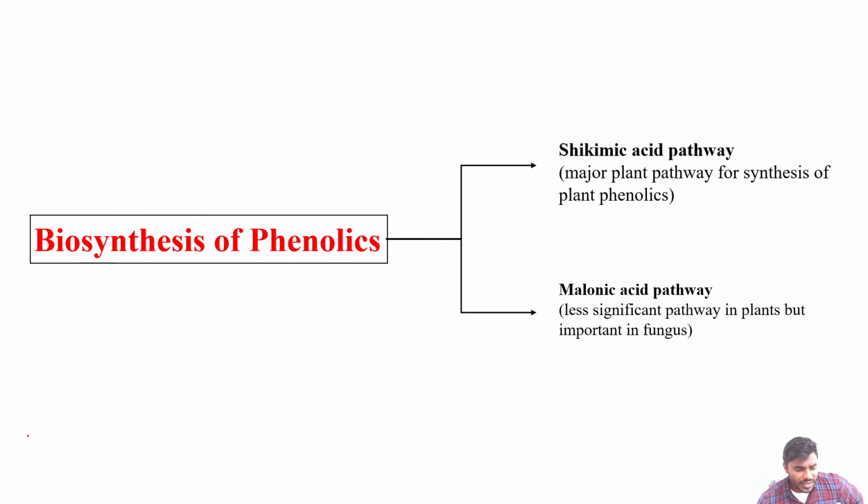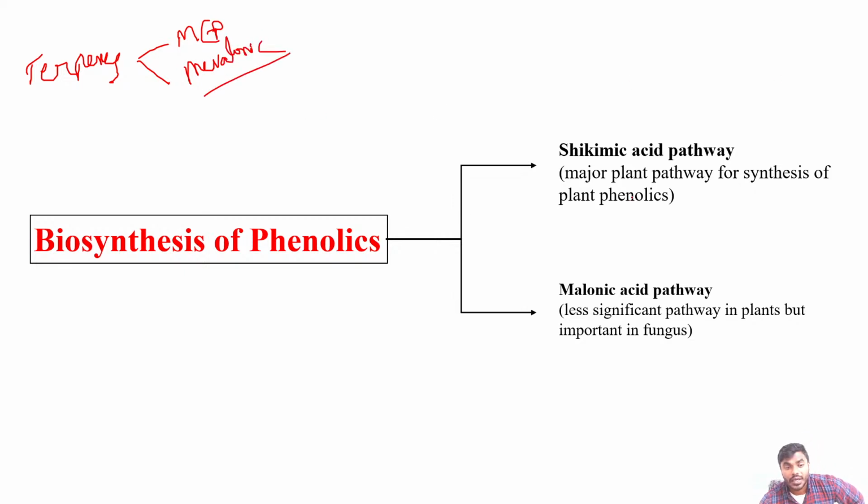Now, you already remember the two pathways involved in terpenes. Friends, when you compare, you can easily remember. Follow me. Terpenes contain two pathways. One is the MEP pathway, and the other is the mevalonic acid pathway. Now, friends, what is the biosynthesis of phenols? Shikimic acid pathway, malonic acid pathway. Please remember, don't confuse. Two pathways are involved. There is no doubt about it.